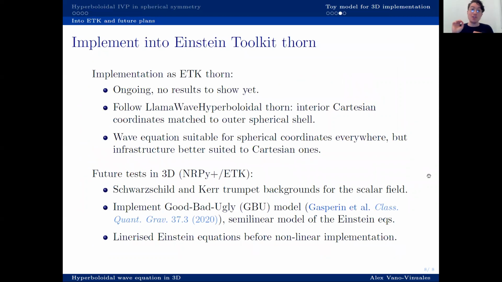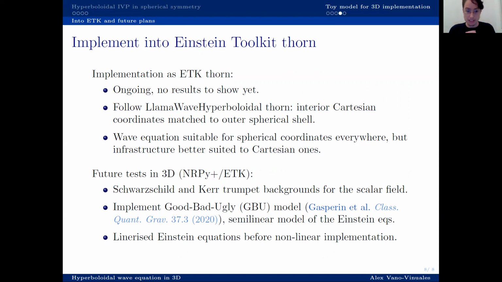Now, unfortunately, the implementation as part of the Einstein Toolkit as a thorn is still ongoing. It's going slower than I had planned, so I cannot really show you any results from that yet. I'm basically following what was done previously in this Lambda wave hyperboloidal. The important bit that it includes is that it has an outer spherical shell, and that's what we need because in 3D, scri plus is going to be a sphere, and that's important. And for the interior, I still have to see whether I try to use spherical coordinates or Cartesian ones.